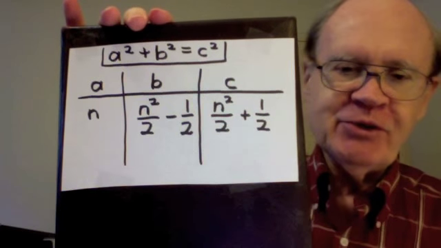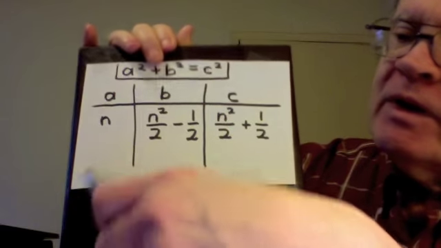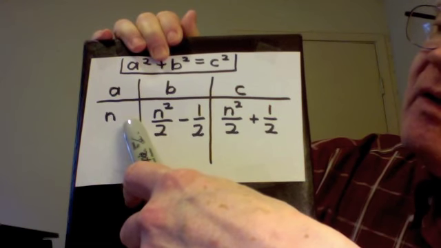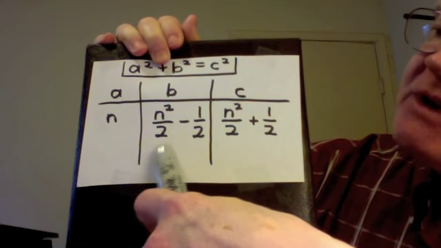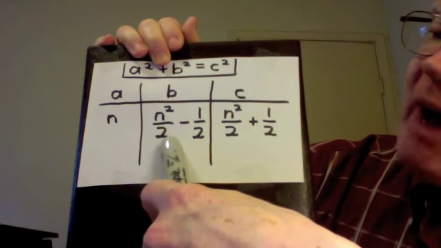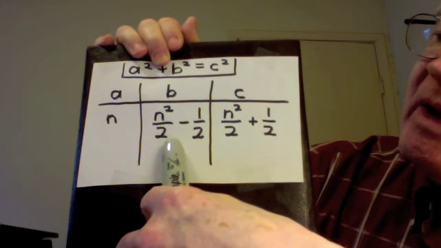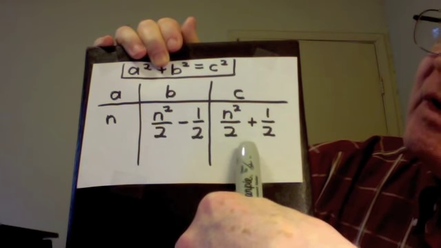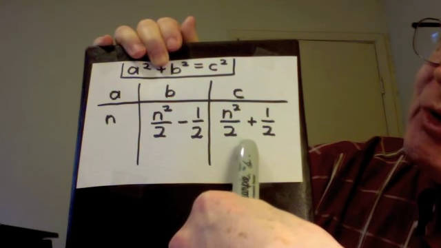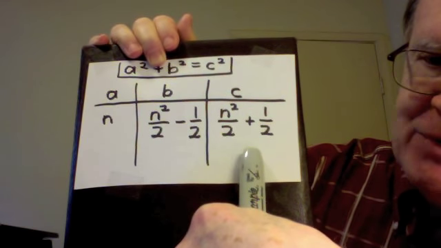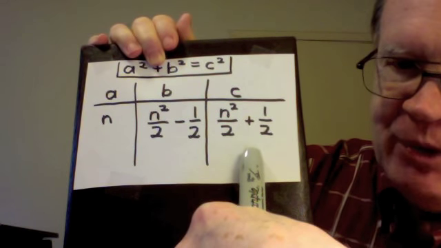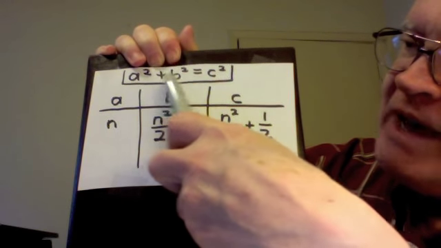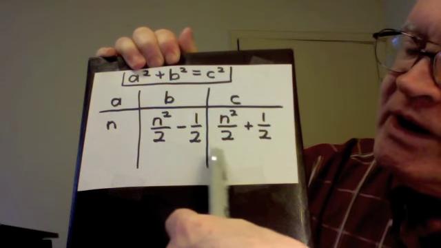Here's the essence of my solution. To form a Pythagorean triple, you start with a positive number n. That's the first number of the triple. To get the next number, you square it, divide by 2, and subtract a half. And to get the third number, the c of the triple, you take that n squared divided by 2 and add a half. So the follow-up challenge is to show by algebra that these indeed satisfy the equation a squared plus b squared equals c squared.